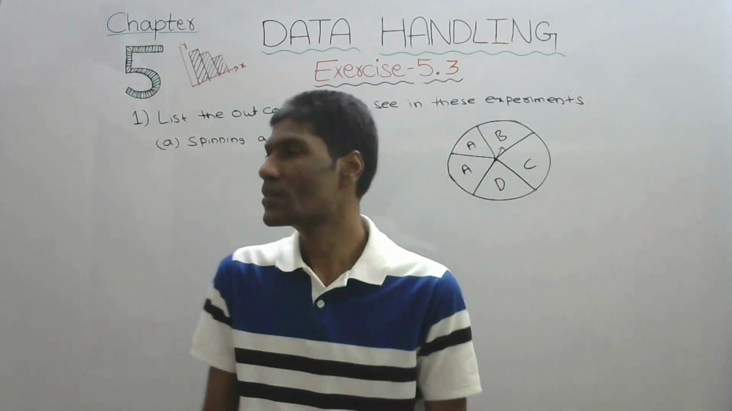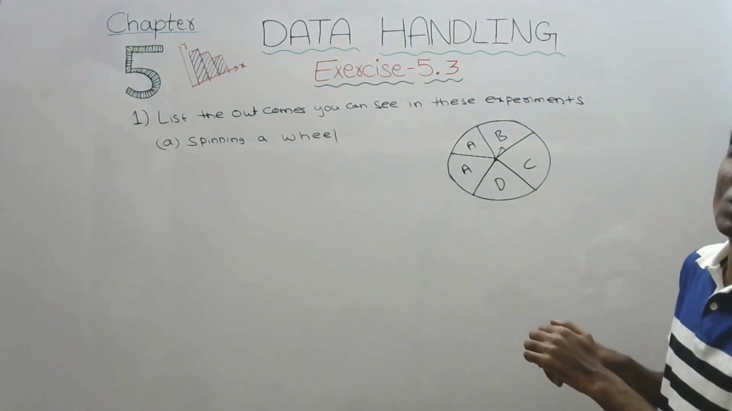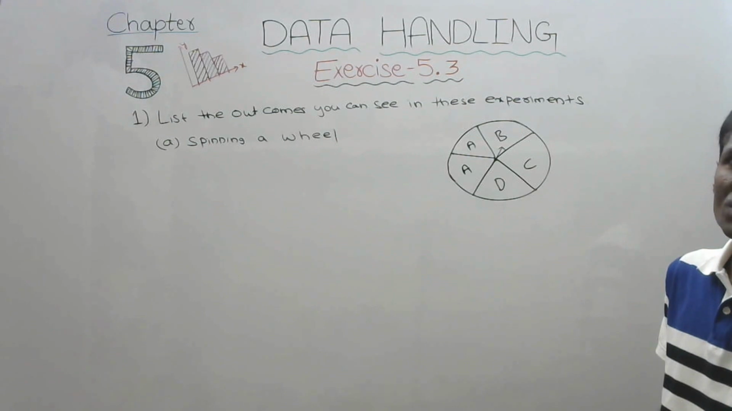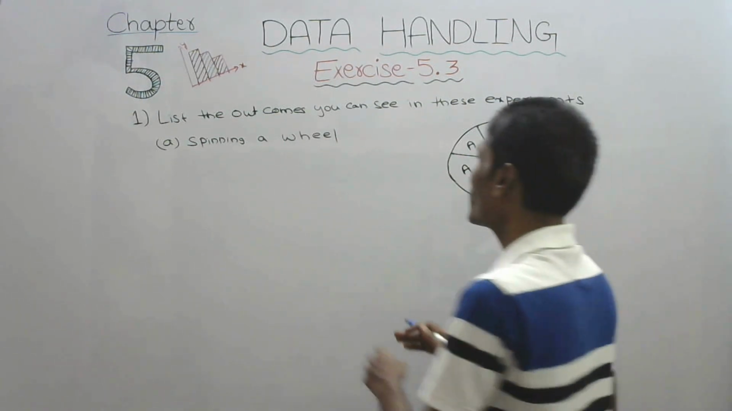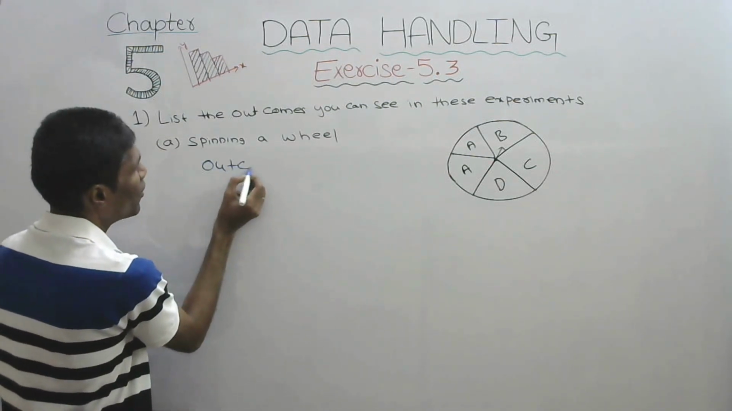First question, one wheel is there. This is spun, so we will get different outcomes. What are those outcomes? What are the possible outcomes? That is the question. What is the outcome we can get?